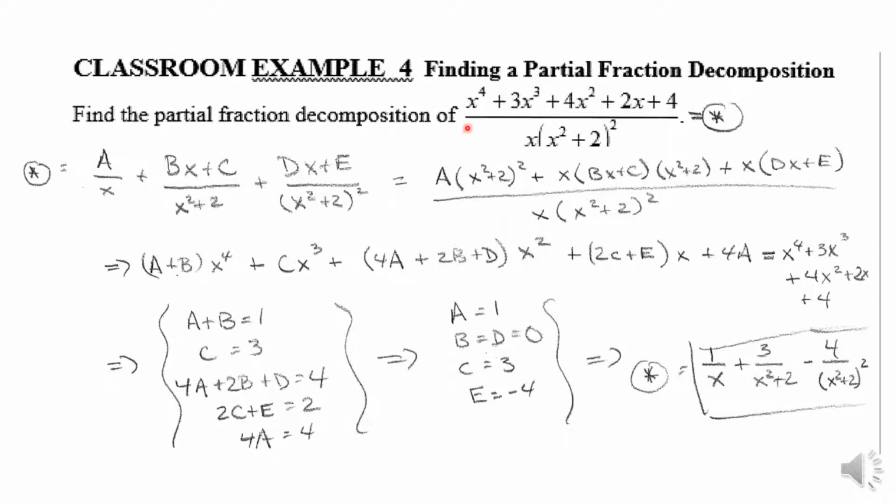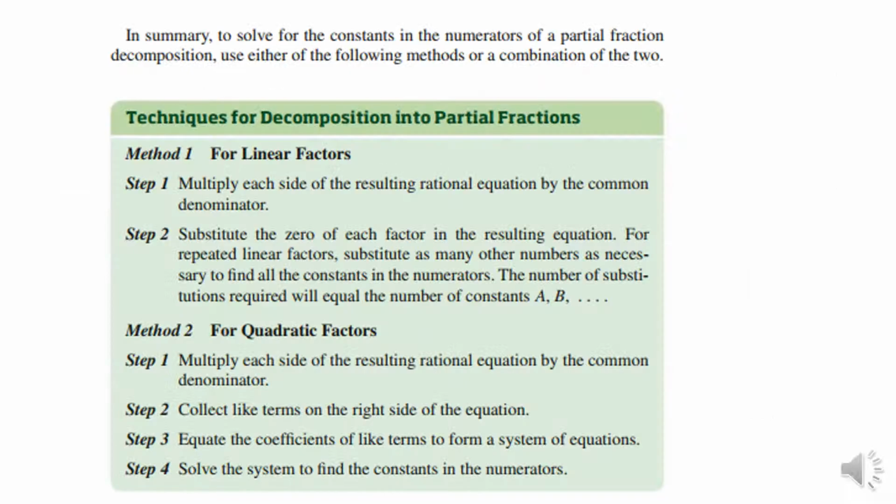So I have A plus B corresponds to the 1, C corresponds to the 3, 4A plus 2B plus D corresponds to the 4, 2C plus E corresponds to the 2, and 4A corresponds to the 4. So I have this system of linear equations to solve. I get this as an answer, and this is my partial fraction decomposition. And there is a summary in your book that I would pause and read as a final learning aid.